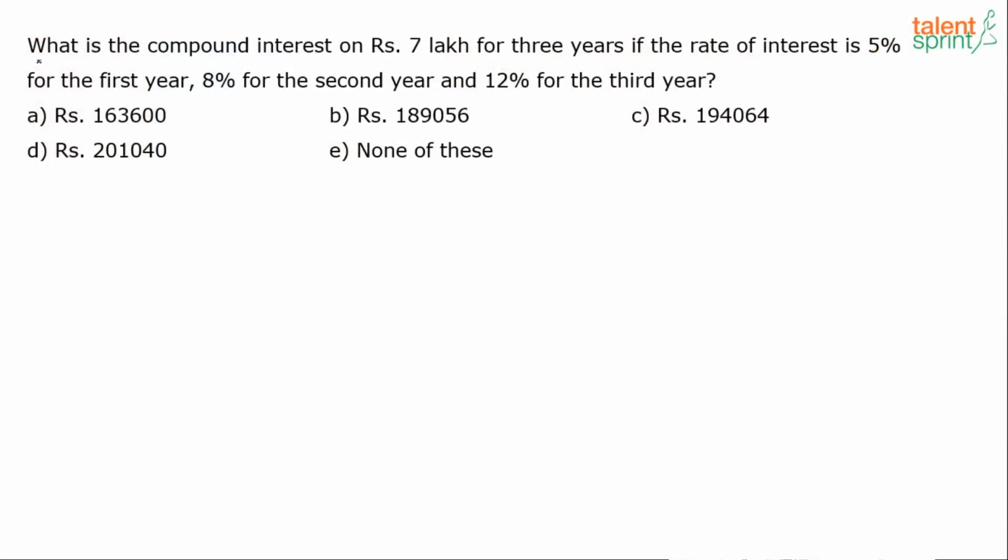See what it says. What is the compound interest on rupees 7 lakh for 3 years if the rate of interest is 5% for the first year, 8% for the second year, and 12% for the third year? It's a simple question on compound interest. The only difference is the rate of interest is not constant. Instead of a constant rate of interest, we have got 5% for first year, 8% for second year, and 12% for third year. We have discussed how to solve such questions in our simple and compound interest videos. So follow that concept and get the answer. You have 1 minute for this. Your clock starts now.